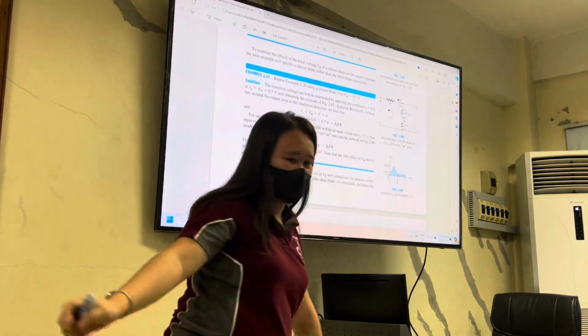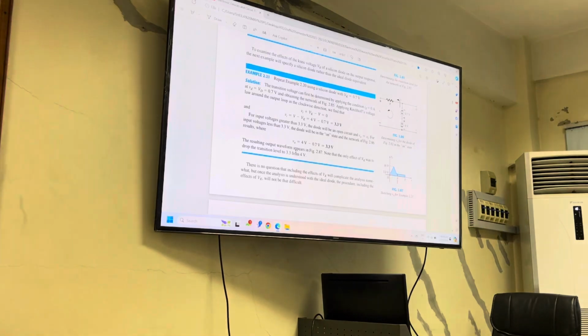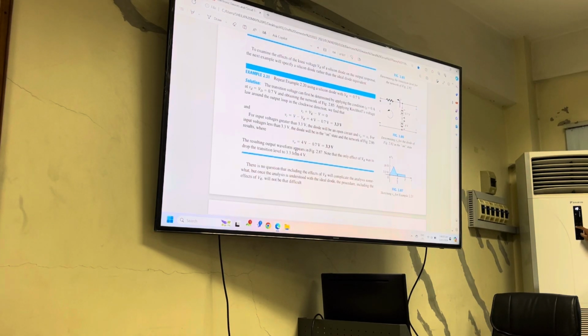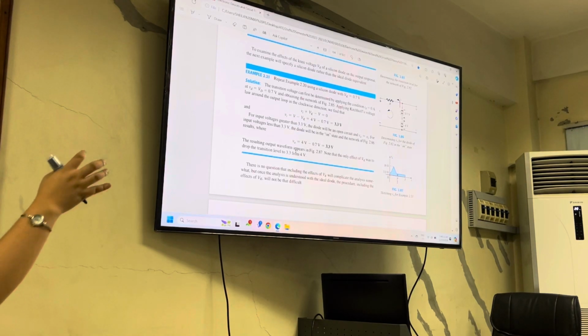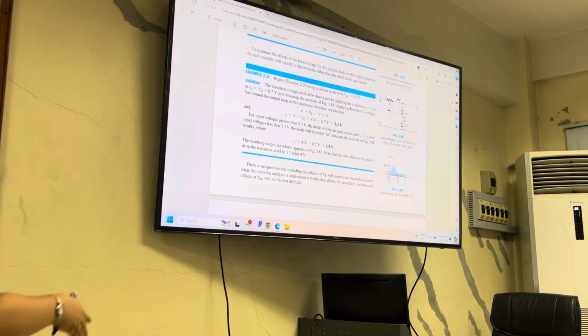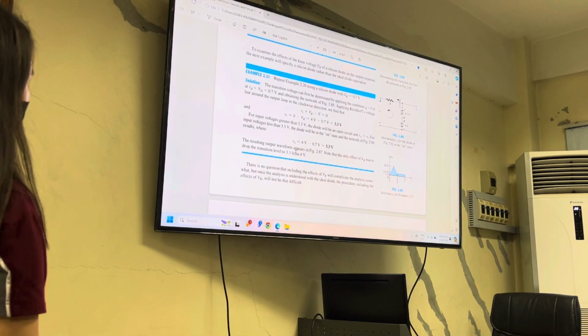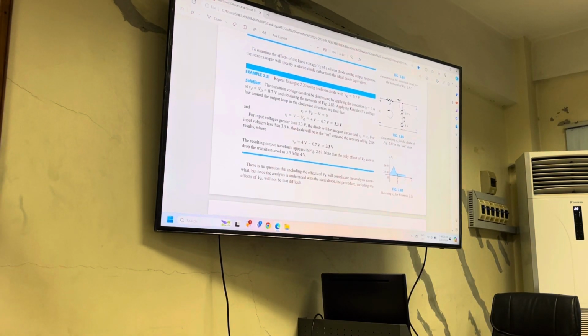That branch is, okay. So at the positive half cycle, the diode is reverse biased. Okay? Since the diode is reverse biased, the branch is non-existing. So whatever the input is, there is no output. Oh, no, there's no output.